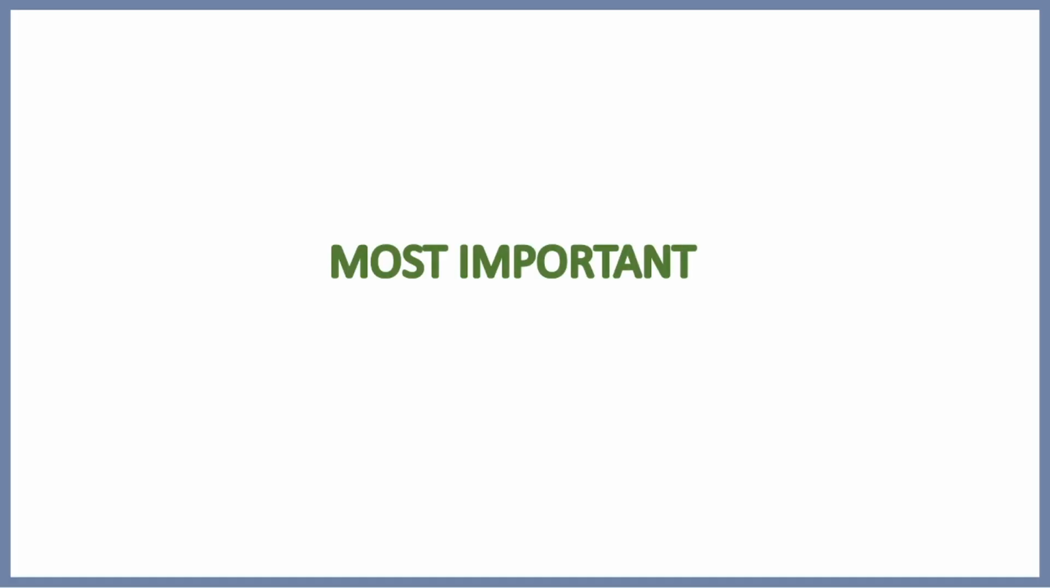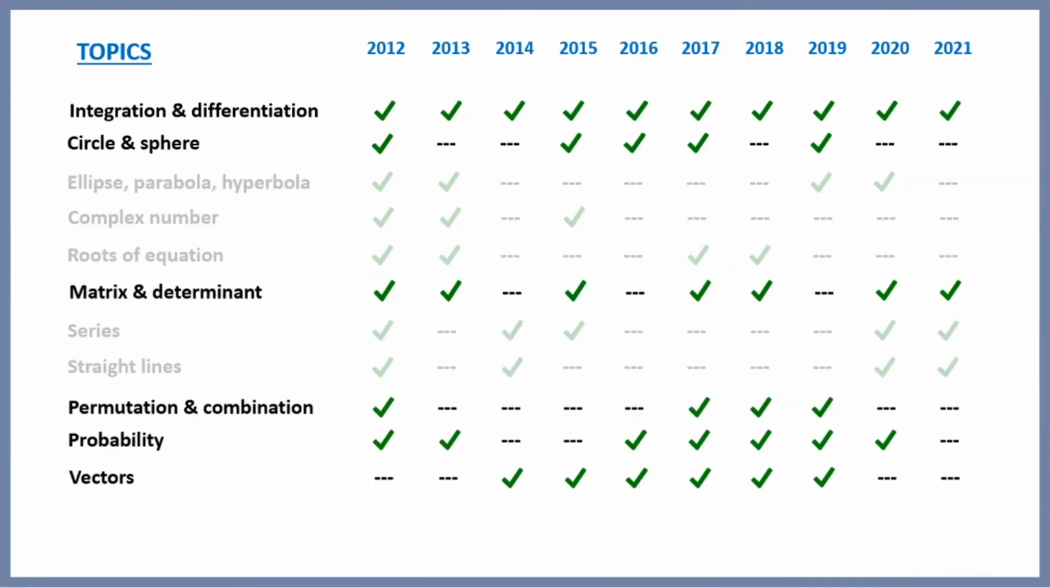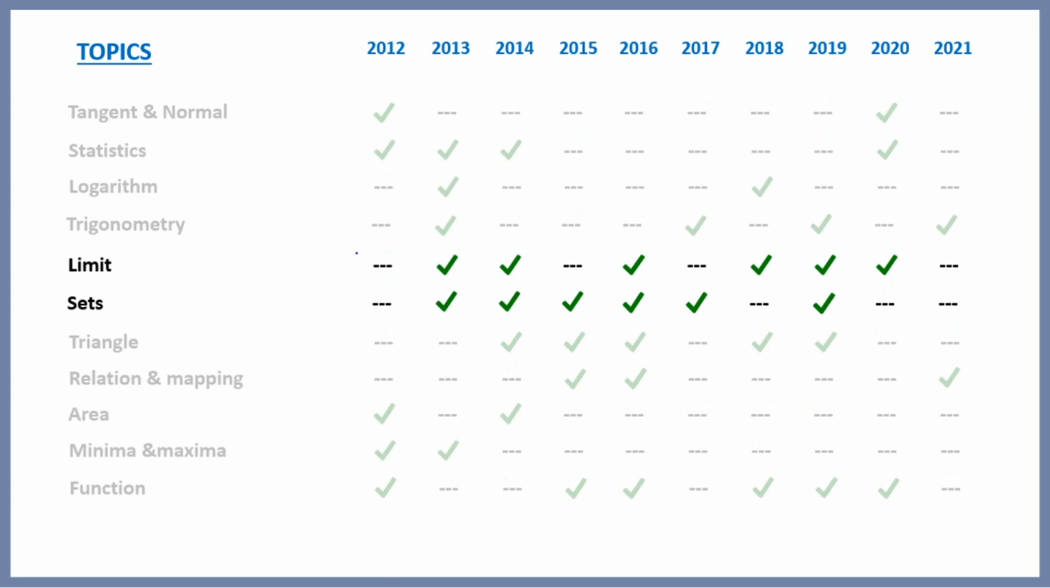Now finally, if you want to know the most important ones among them, then here they are. Integration and differentiation, circle and sphere. With it you can say ellipse, parabola and hyperbola. Matrix and determinant, permutation and combination, probability, vectors, limits, sets.